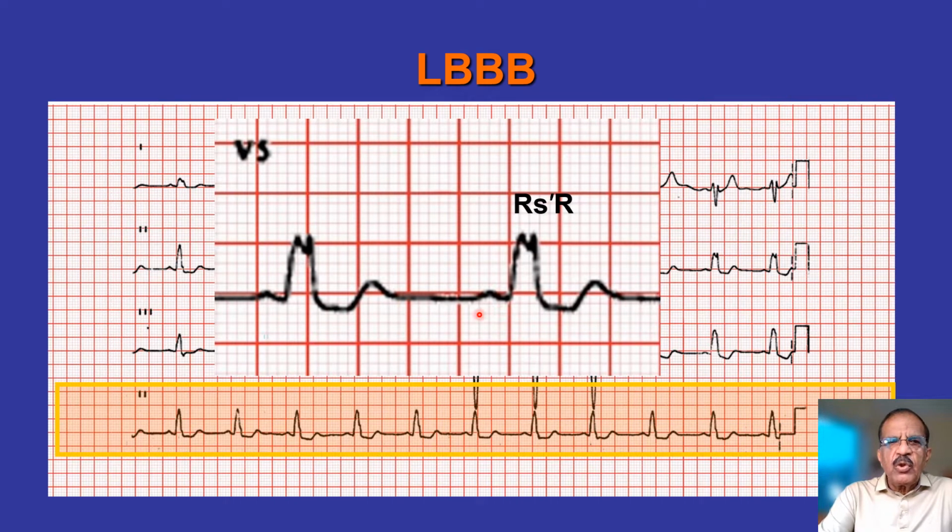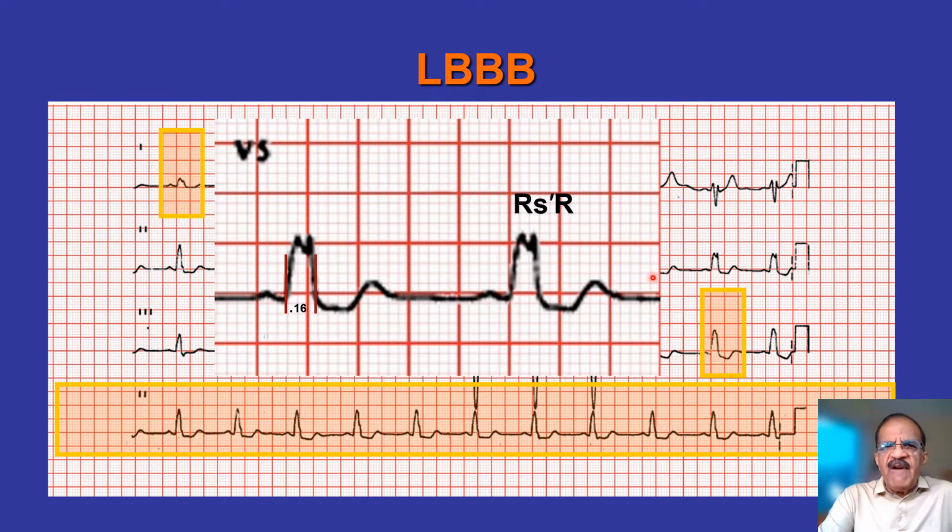This is the one. So this is the same wave, V5. I have magnified it, and you can see the duration is 0.16. Okay, so it is broader than normal. And what is the next step? Next step is we see the morphology in V1, in limb lead 1 and in V6, left sided lead, and there is RSR pattern, and this is actually RS pattern in any of the left sided lead. It could be V6 or V5.